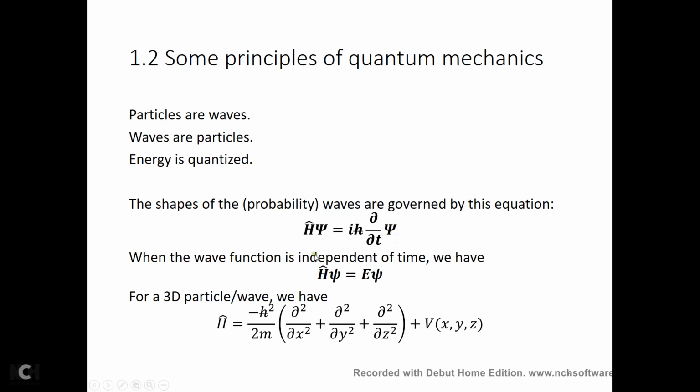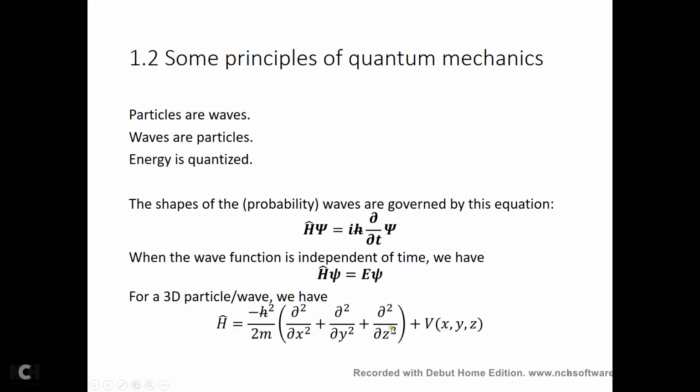If the wave function is independent of time, we have H psi is equal to E psi. This E is the energy of the particle. For a three-dimensional particle or wave, because of the wave-particle duality, we have H is equal to negative h bar squared over 2m, where m is the mass of the particle, times the second derivatives, plus V, the potential energy of the particle.